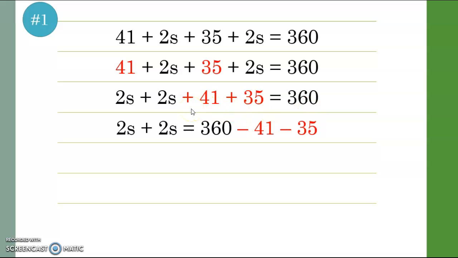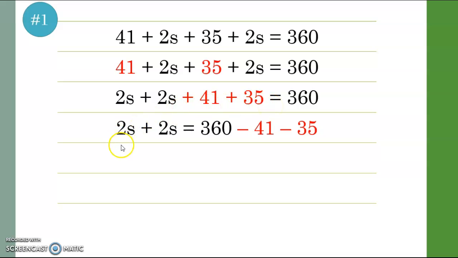So on the left, we had plus 41 plus 35. I want to perform the inverse of plus 41 plus 35. The inverse of addition is subtraction. So I'm going to subtract 41 and 35 from both sides of the equation. When I subtract 41 and 35 from the left side, that's going to get rid of my plus 41 and plus 35. We're performing the inverse operation and it's going to make this basically become 0.